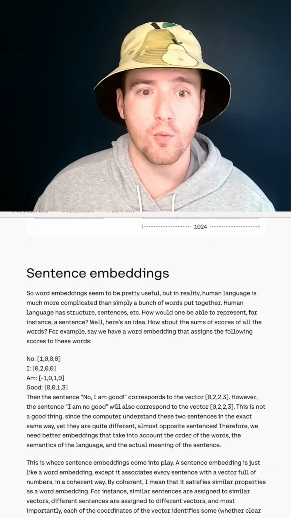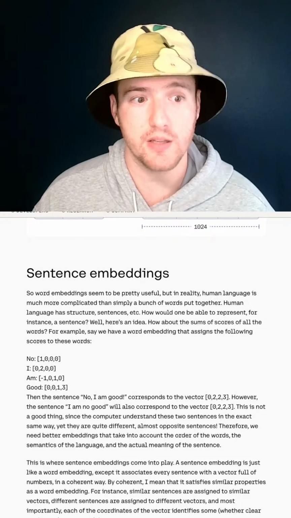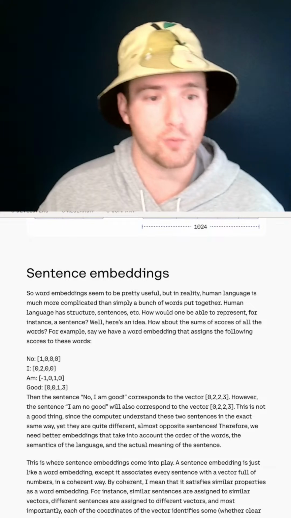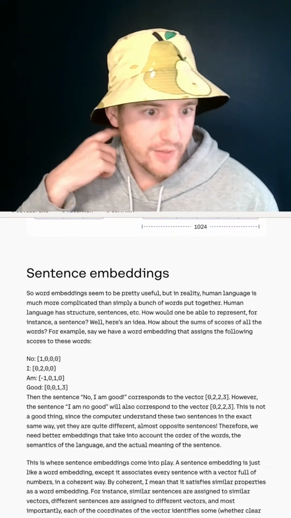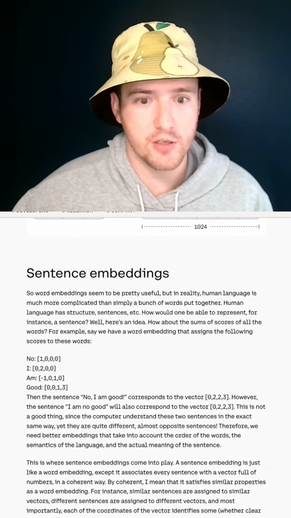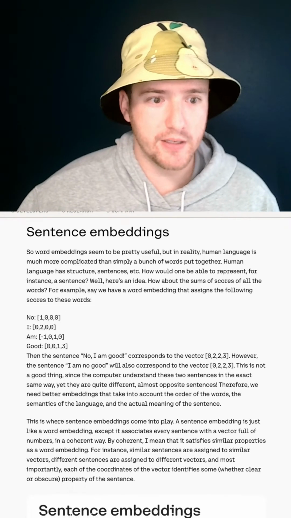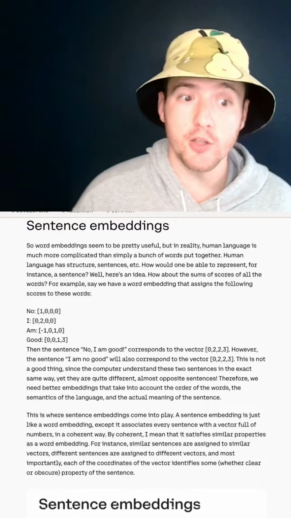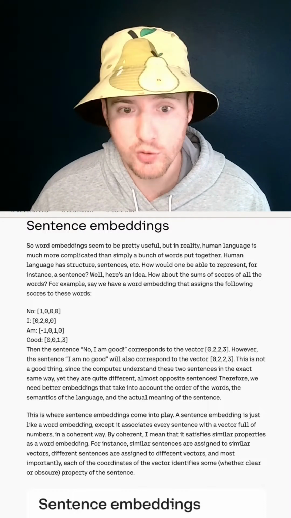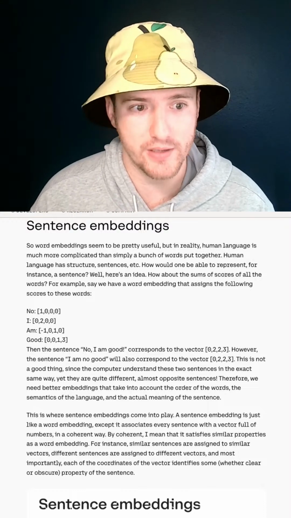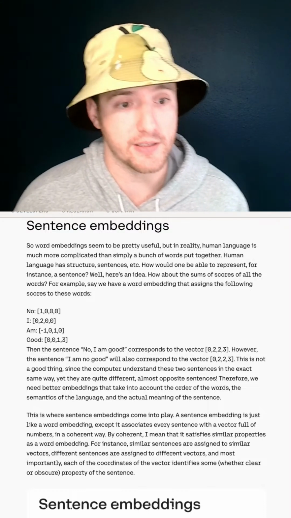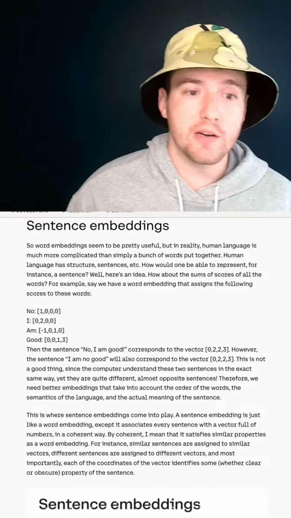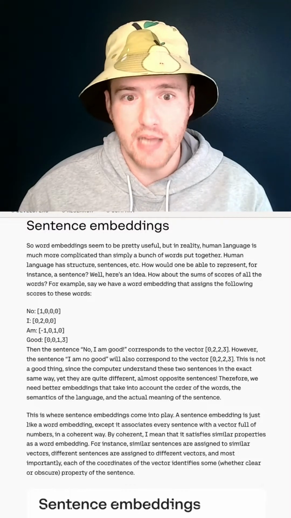For example, say we have a word embedding that assigns the following scores to these words. No, I am good. And there's the different coordinates of how it's ranking and rating each word. The sentence no, I am good corresponds to the vector 0, 2, 2, 3. However, the sentence I am no good will correspond to the vector 0, 2, 2, 3. This is not a good thing since the computer understands these two sentences in the exact same way, yet they are quite different. Remember, because these sentences are using the same words, but the implication or the reasoning for these sentences, what they're trying to say, are very different.